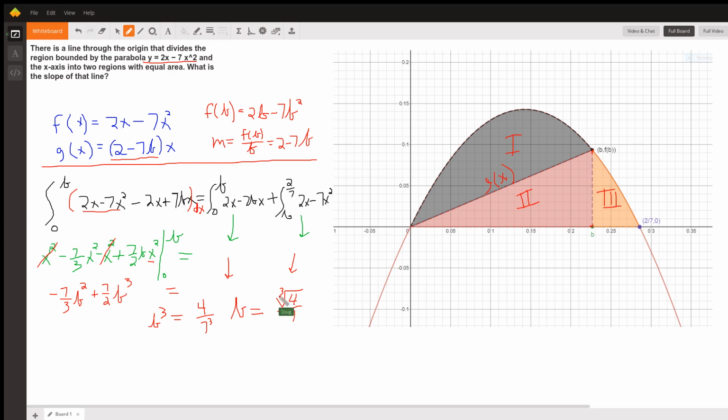The answer to the question is, what is the slope of this line? Well, now that we know the value of b, we can substitute that into f, and then f of b over b will give us the slope of that line. After simplifying, I got the slope of that line to be m equals 2 minus the cube root of 4.